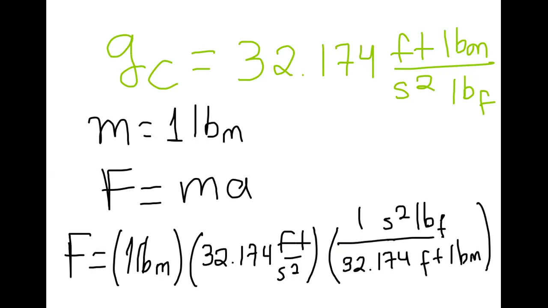So in this case, what can I do? I can cancel pound mass with pound mass, foot with foot, second square with second square, and then I will have this in pound force. So this is usually a conversion factor, the GC, that we're going to be using, especially when we have the English system, right?